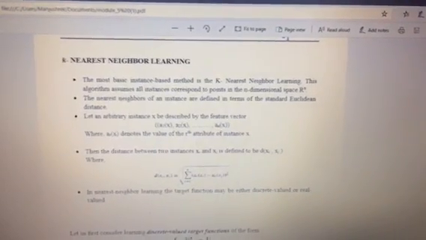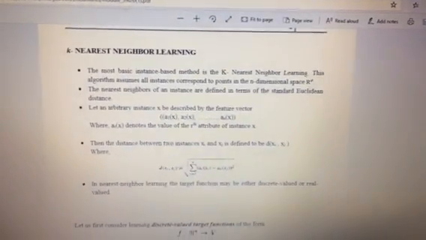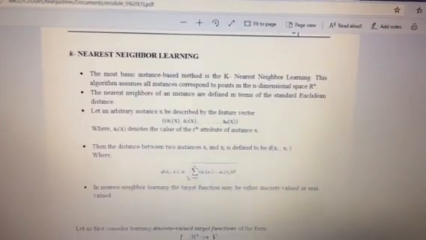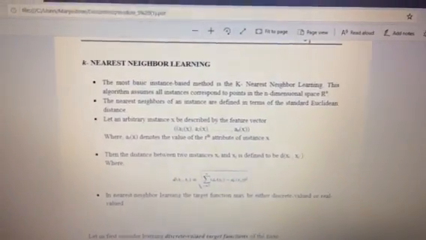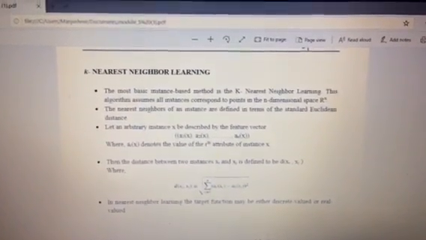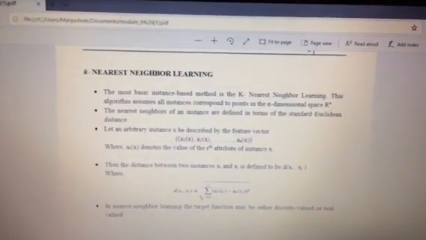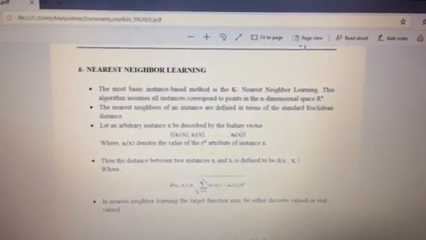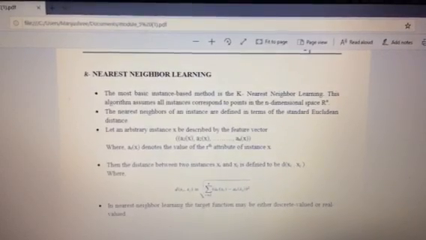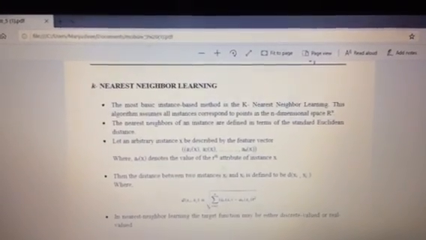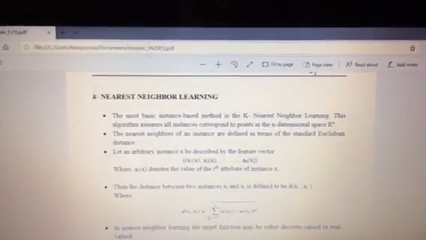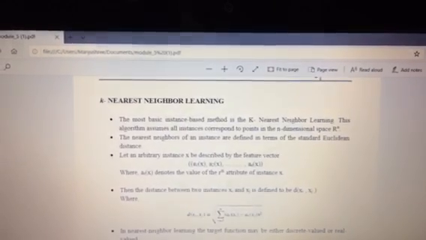Next topic is the K nearest neighbor learning algorithm. This is the most important algorithm and it is a basic algorithm in an instance based learning method. This algorithm assumes all instances correspond to points in an n-dimensional space, that is k power n.